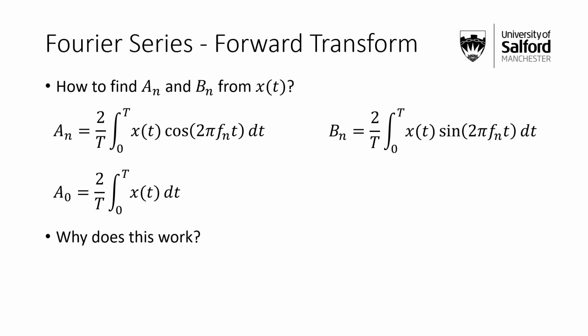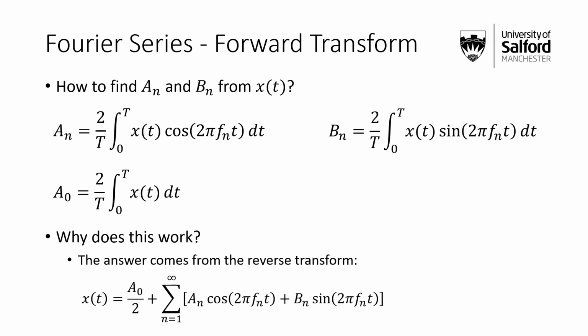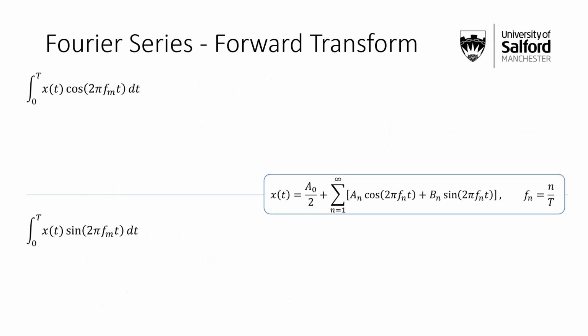The answer actually comes from the reverse transform, in a weird sort of way, from this combination of frequencies that we've chosen to use. So let's have a look at these. I've got my two integrals that I had to work out to find a_n and b_n, minus the little scaling terms, and then I've got my reverse transform, how I get x(t) from a and b, in the box.